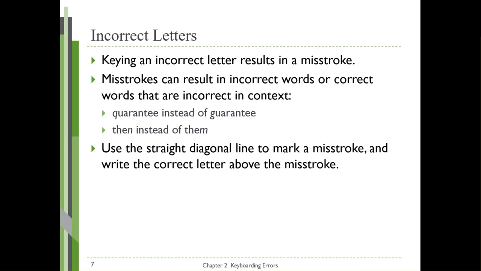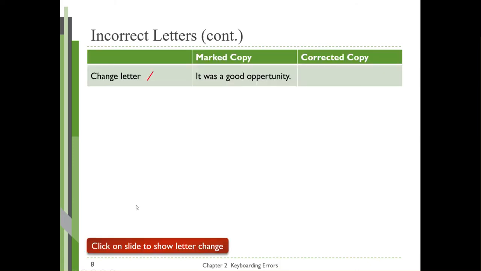Use a straight diagonal line to mark through a misstroke, and just write the correct letter above the incorrect letter. So instead of opportunity, it's opportunity. So we get rid of the E, cross it out, and then put an O above it.